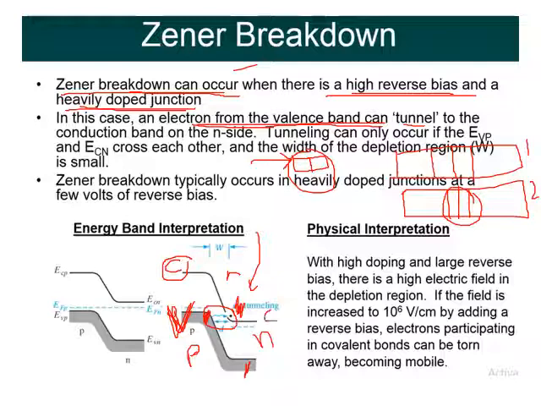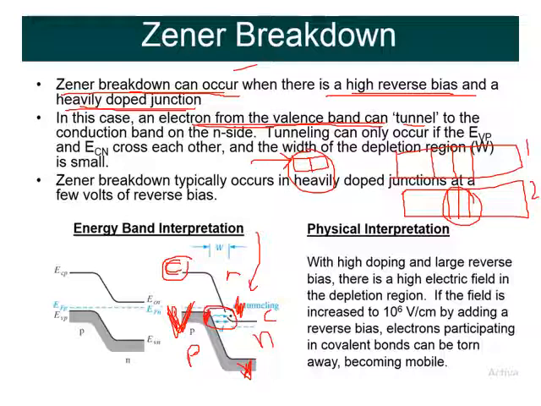See, this is the conduction band, and this is the valence band. Again, this is the valence band, and this is the conduction band. The thing is, they have just bent, right? They have some bend. So the conduction band on the n side is very near to the valence band on the p side. So what is happening?